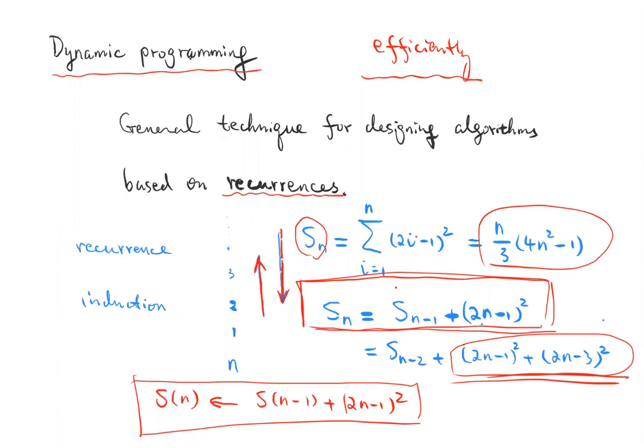So let's take a look at how we can use recursive relation to compute a function or to solve a problem. Let's go back to our familiar example, Fibonacci number. So let's consider Fibonacci number.